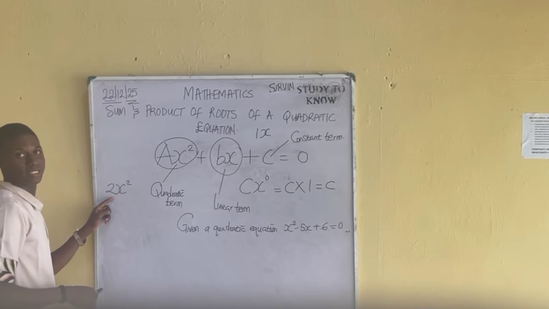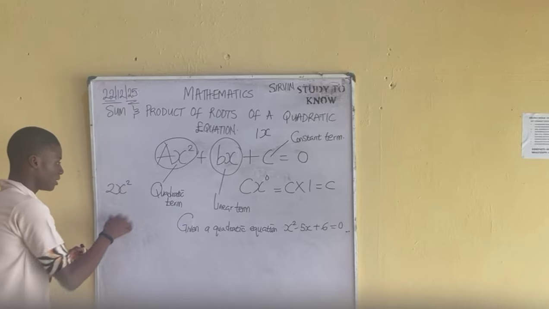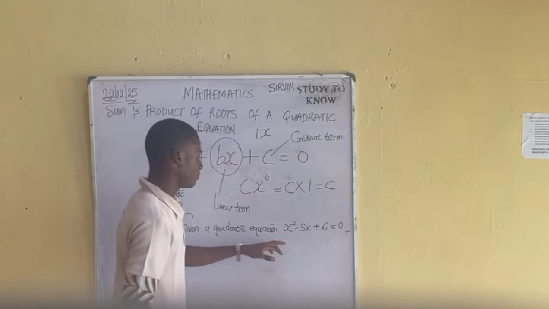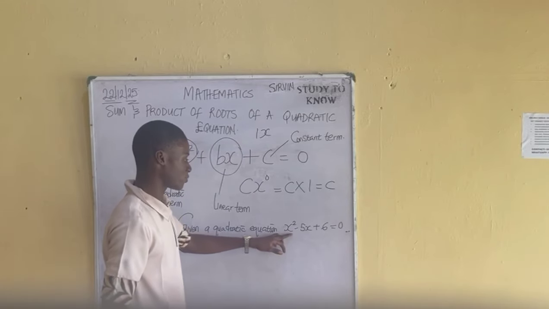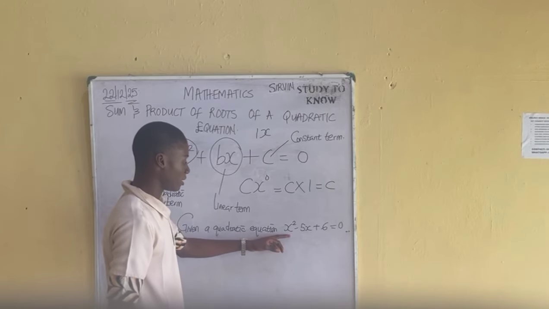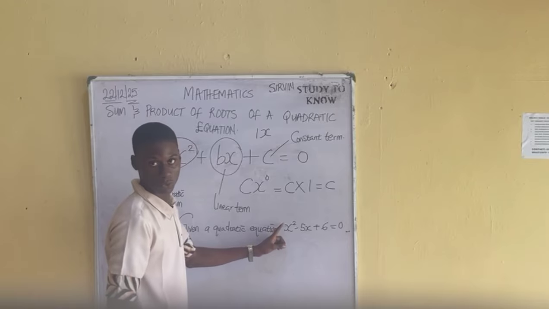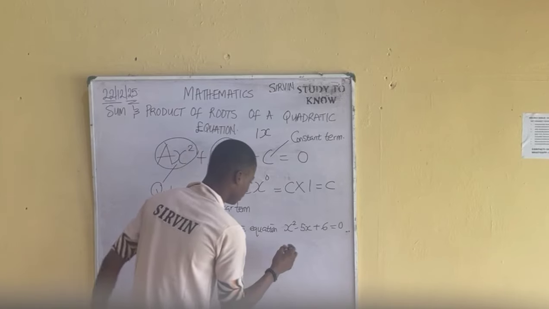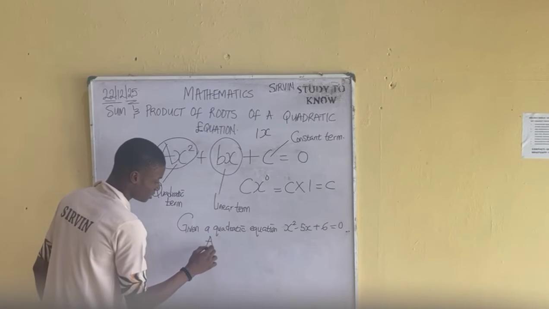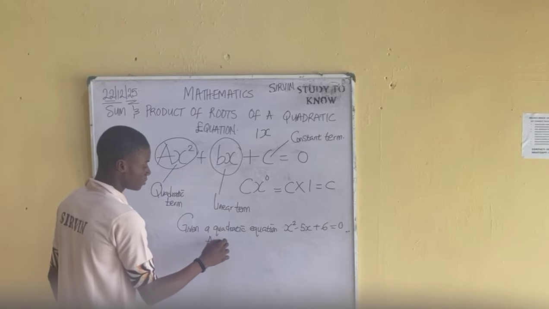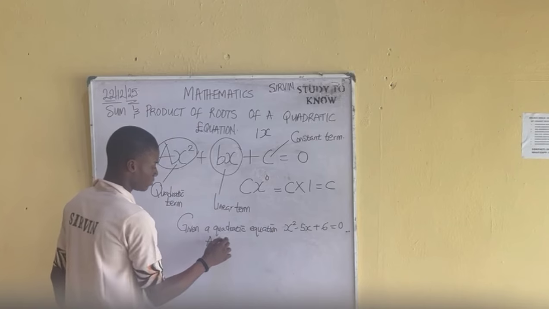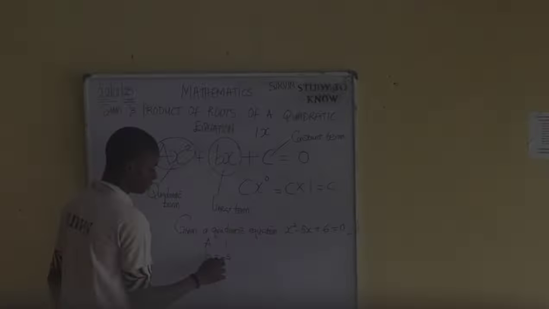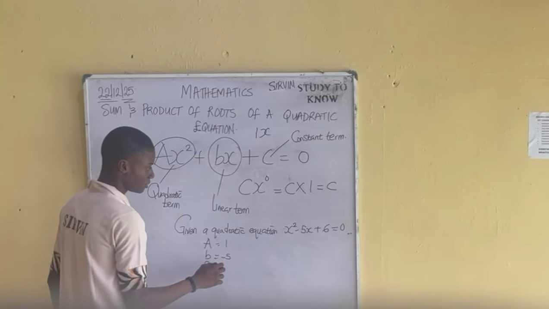If it's 2, it's 2. If it's 3, it's 3. If it's 4, it's 4, and so on. Now, given this equation, remember this variable here, x squared, does not have any number, but automatically the coefficient is 1, because 1 times x squared is x squared. So we bring out the three letters, which are A, B, and C. A is the coefficient of x squared, which is 1. B is the coefficient of x, which is minus 5. Then C is the constant term, which is 6.